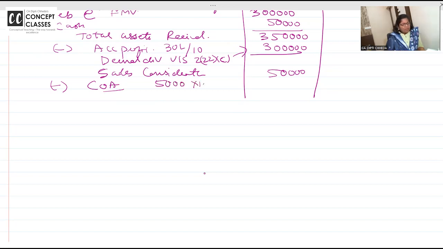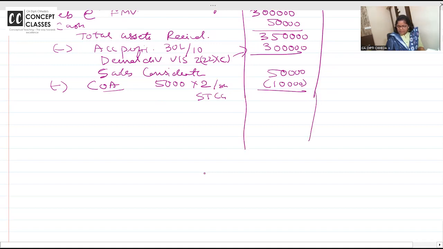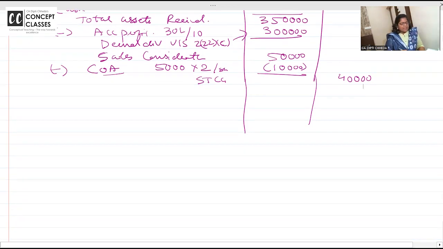5,000 shares, first line of the problem, are purchased at the rate of 2 per share. That is 10,000. So short-term capital gain is 40,000. That's what some of you gave as the answer and it is very correct. Short-term capital gain 40,000. Next. What else to do along with this? That is done.